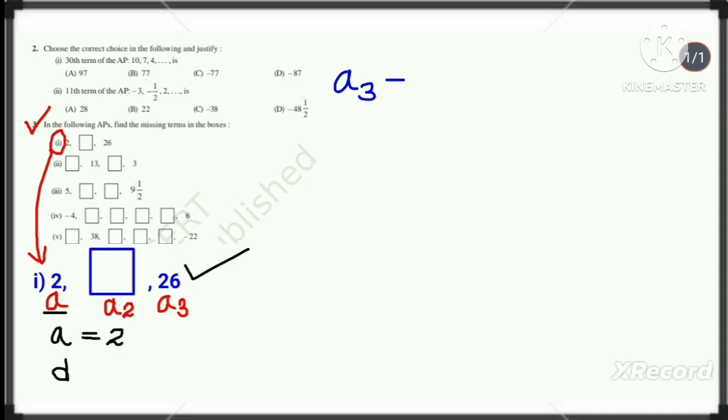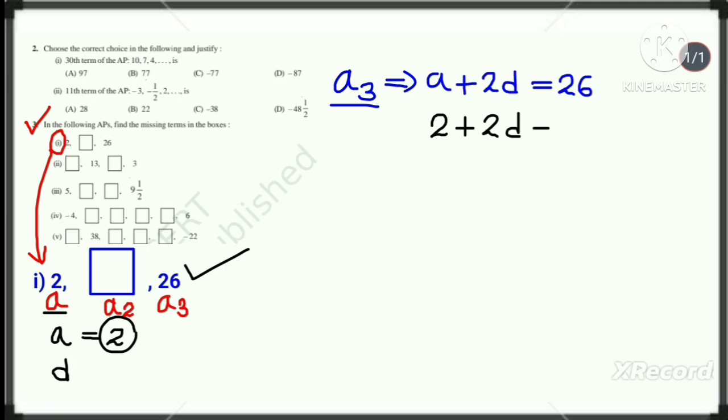A3 will be A plus 2D, and this A3 is, okay, here has been given 26, so it will be equal to 26. Now just put the value here. A equal to, we have 2 plus 2D equal to 26.